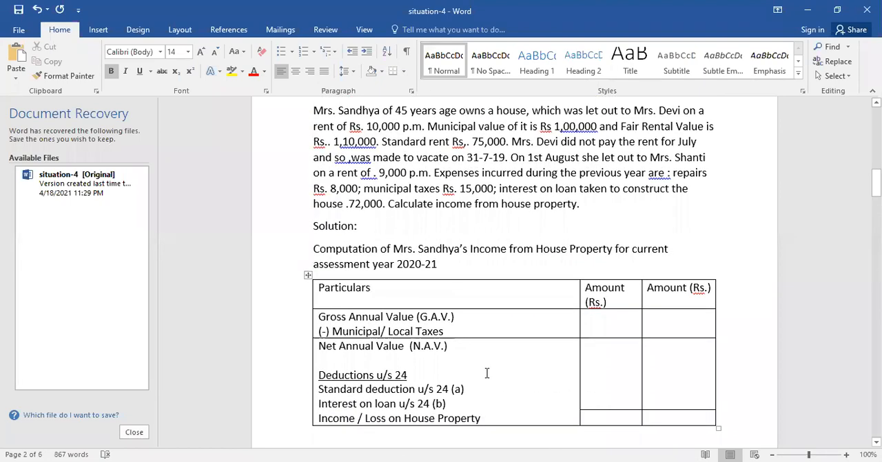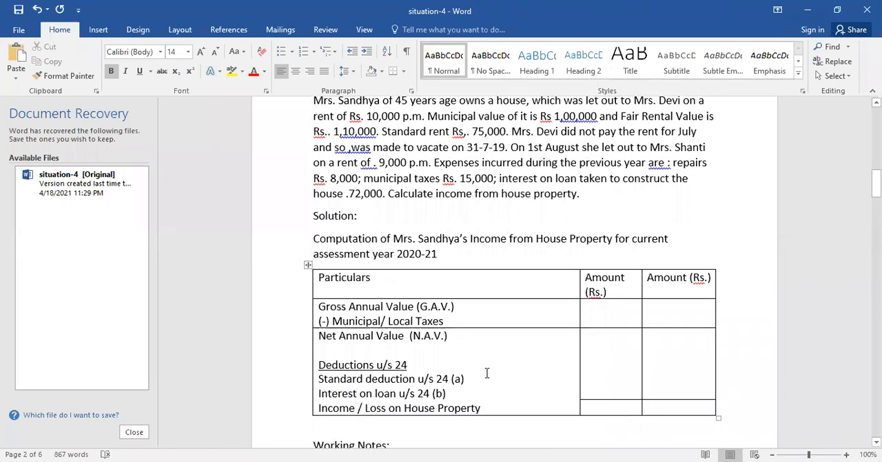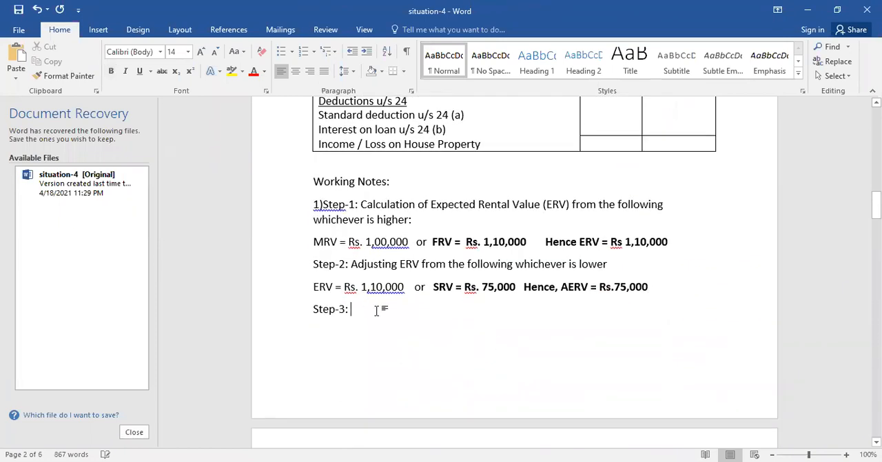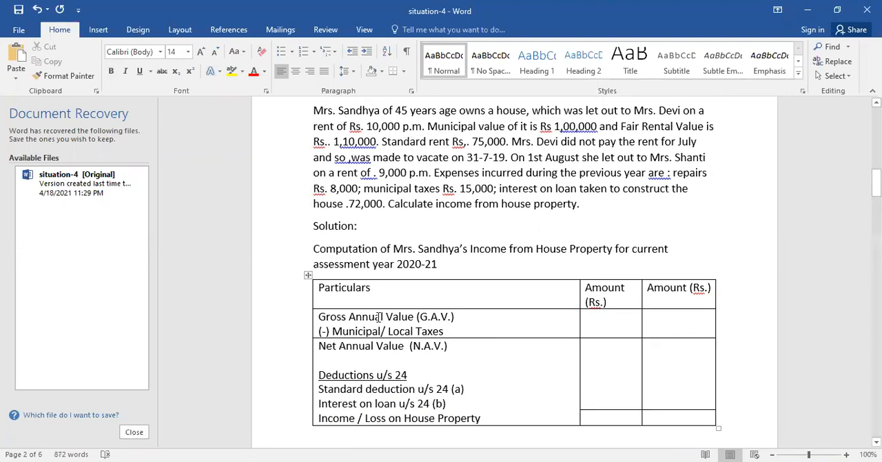Now, in this problem you cannot directly go to the calculation of GAV in step 3, because there is an unrealized rent. You should first do the calculation of ARV, that is, annual rental value. Here there are two ARVs. Actually, if you look at it, we gave the house on a monthly rent of 10,000 per month, correct?